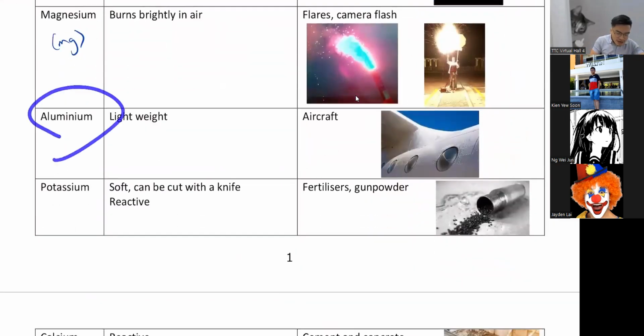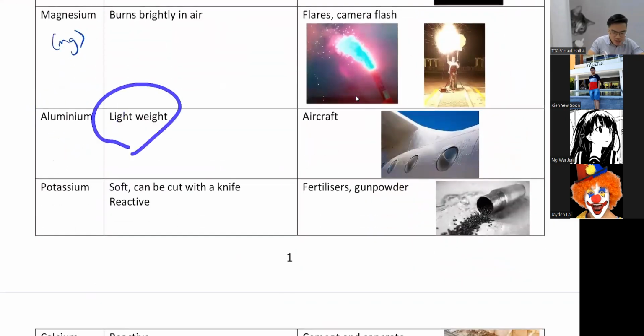Next, aluminum. Aluminum is a very good thing because it's very lightweight. That's why we use it in aircraft. Nowadays, even car engines, we used to use iron to make car engines, but when you buy very lightweight cars, like Axia, like Myvi, the whole engine is made from aluminum. Why? Because it's lightweight. It saves weight. It makes the car lighter. It saves petrol. That's why, how come Myvi can last so long? How come one tank can go so far? Because they're very lightweight.